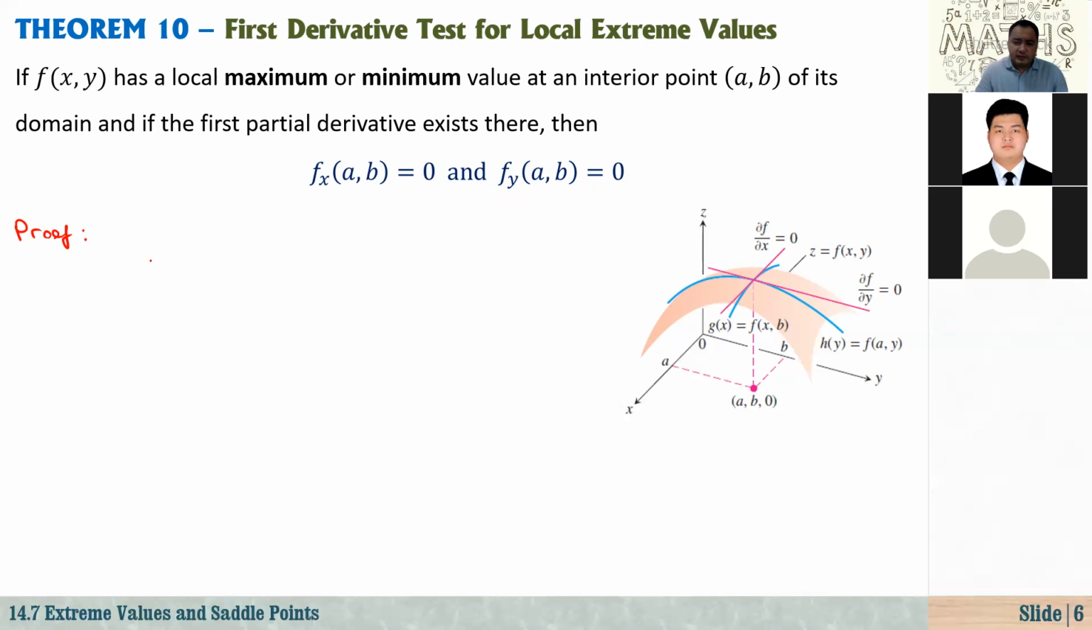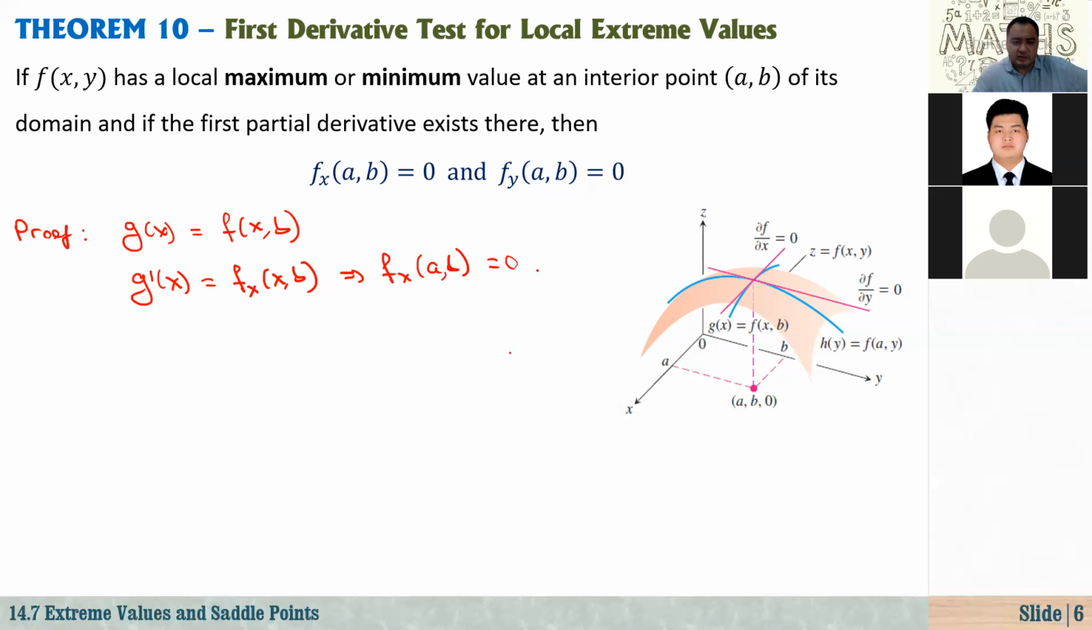The proof: you can just consider the function, fixing y equal to b. fx(a, b) equal to 0 means that I can label this function g of x equal to f(x, b). Now if you differentiate, g prime of x is equal to fx(x, b). If the derivative is equal to 0 here, that means fx(a, b) is equal to 0, g prime of a. That gives us the critical point.